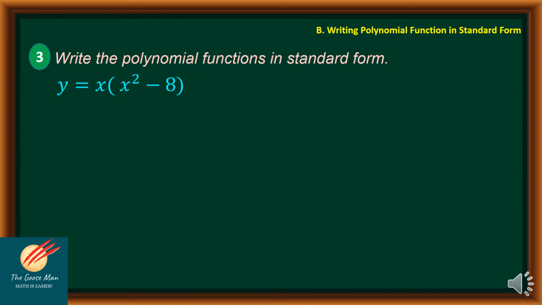Now that we have an idea in writing polynomial functions in standard form, let us consider this factored form. Y is equal to x times x squared minus 8. We would like to write this one in standard form. But before that, multiply the monomial to the first term of the binomial.